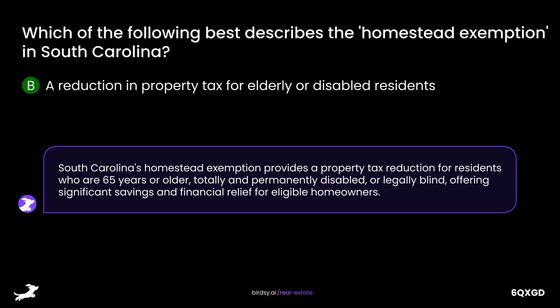South Carolina's homestead exemption provides a property tax reduction for residents who are 65 years or older, totally and permanently disabled, or legally blind, offering significant savings and financial relief for eligible homeowners.